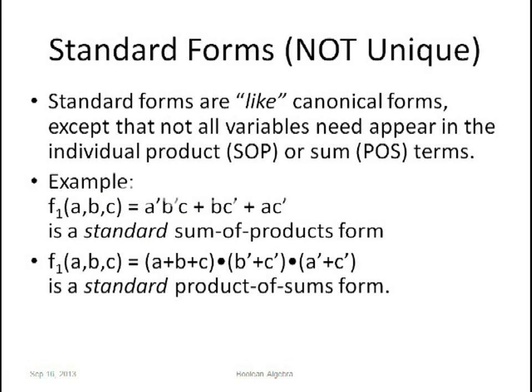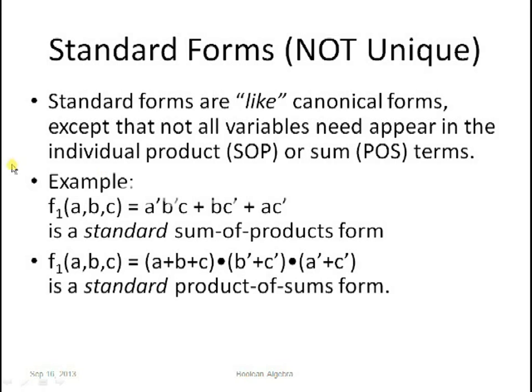Now let us see the standard forms. Up to now we have seen canonical forms, which can be of two types: canonical sum of products and canonical product of sums. Now standard forms are not similar to the canonical forms. Standard forms are like canonical forms, except that not all variables need appear in individual product or sum terms. It means every product term as well as sum term in the canonical form contains all the variables, whereas in standard forms, they may or may not contain all the variables within a sum term or a product term.